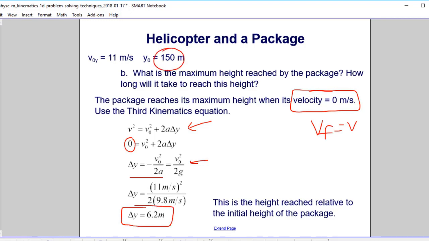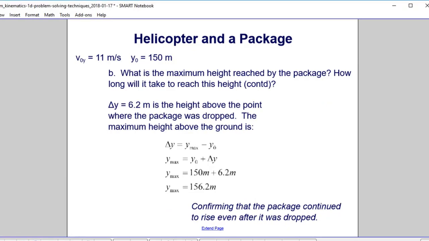We plug the numbers in, and this is the change in height compared to our initial height. And this is our initial height here. So it goes up another 6.2 meters. So what would be the height above ground at that point? Well, it'd be 6.2 plus 150. And we just put the words here to emphasize that's what we found. We found a delta y, not its absolute value above the ground. And reinforcing what we said on the previous page, we found the height above the point where the package was dropped. And that sounds funny, right? You dropped it, but we're talking about the height. But that is what happened because it had that initial velocity from the helicopter.